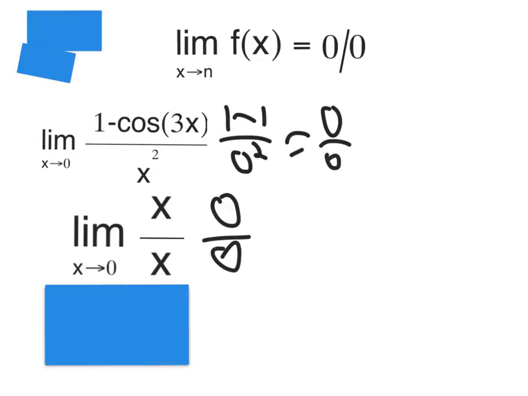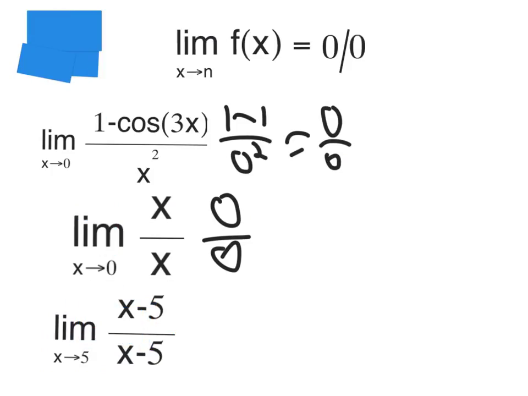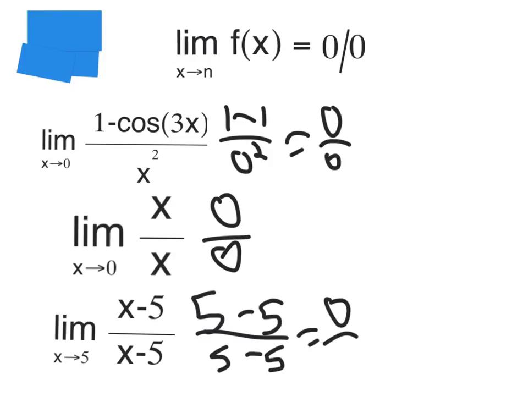However, the indeterminate form 0 over 0 does not need to result from the limit as x approaches 0. It could approach from any value n, so long as you get 0 over 0. To illustrate that, we'll look at the limit as x approaches 5 of x minus 5 over x minus 5. So you get 5 minus 5 over 5 minus 5, which equals 0 over 0. However, in the case of all these limits, you cannot say that this equals 0.